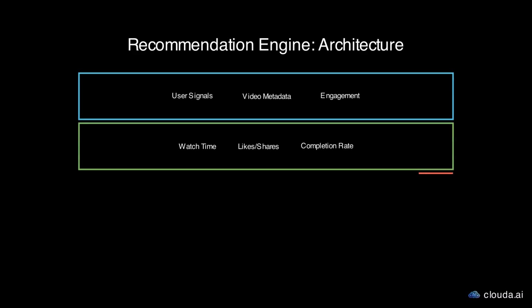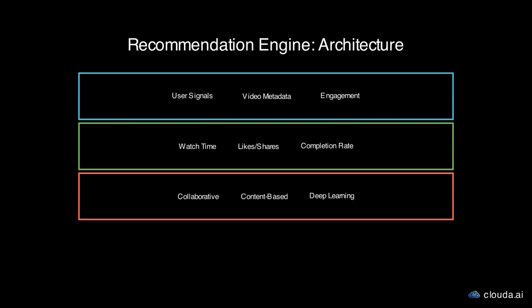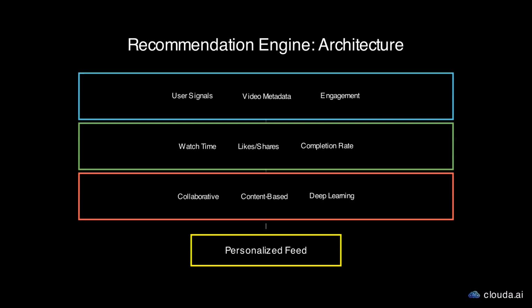The architecture has three main layers. First, the data collection layer captures user signals like watch time and interactions, video metadata like hashtags and audio, and real-time engagement patterns. This raw data flows into the feature engineering layer, where we extract meaningful signals: watch time percentage, like and share rates, and video completion rates. These features feed into multiple ML models running in parallel. Collaborative filtering finds similar users, content-based filtering matches video attributes, and deep learning models capture complex patterns. All three models combine to generate your personalized feed in real time.